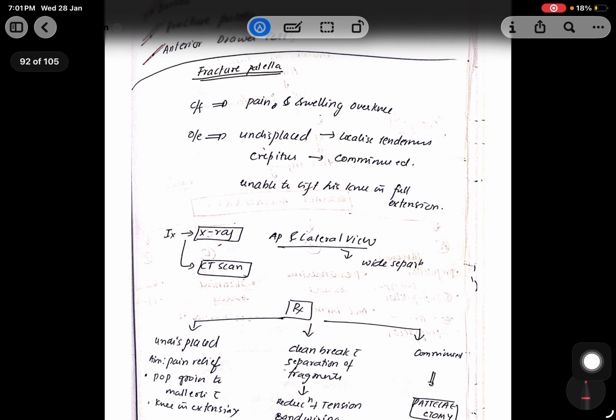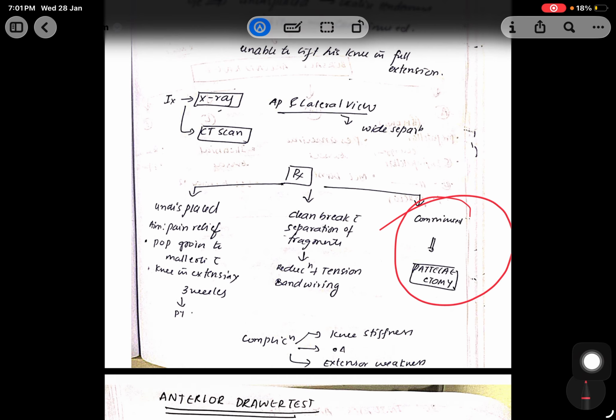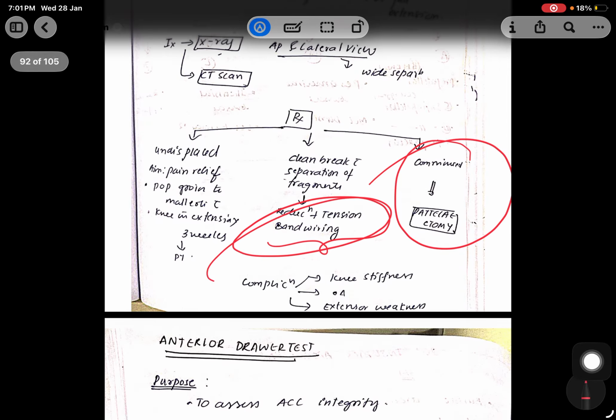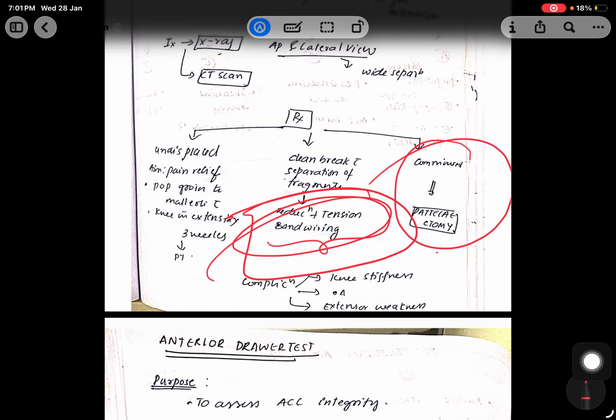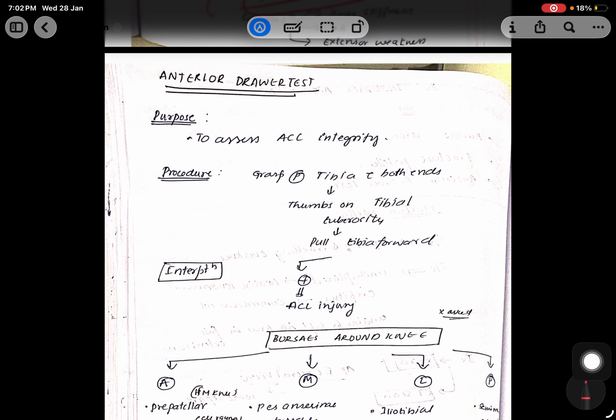Then the fracture patella, again, if it's a comminuted fracture, then you have to go with removal of the whole patella. But if it's an undisplaced fracture, then you can attempt POP, from the groin till the malleolus. Otherwise, you can go with tension band wiring, whenever in patella, and also even in olecranon fracture near the elbow, you go with tension band wiring. But basically, you have to write about this and about the tension band wiring. Then anterior drawer test, again same thing.